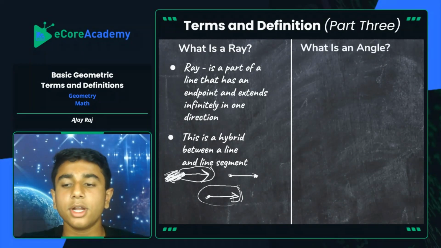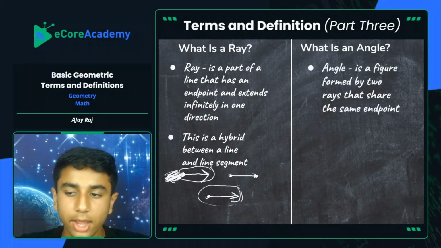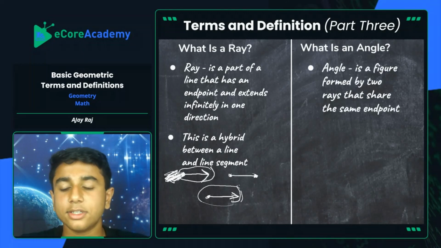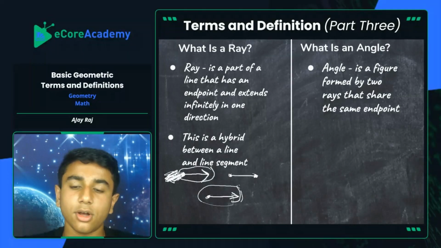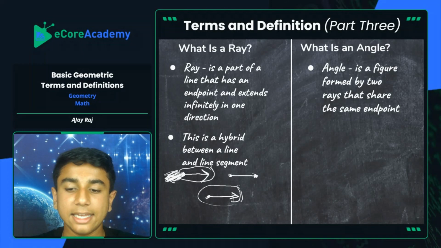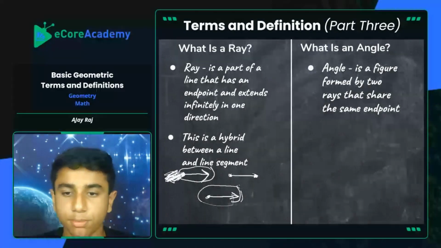And then we're going to discover what an angle is. So what is an angle? An angle is a figure formed by two rays that share the same endpoint. So an angle measure is basically an extension off of a ray. Like I said, we're going to be extending off of each and every term to its preceding term.